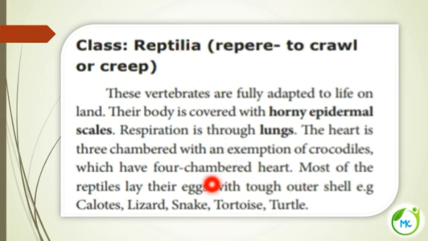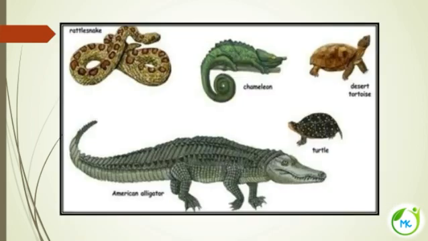And most of the reptiles lay their eggs with a tough outer shell. So it is called as calcareous shell. So it is rich in calcium. And example is calotes, lizard, snake, tortoise, and turtle. So here you can find few examples of reptilia.